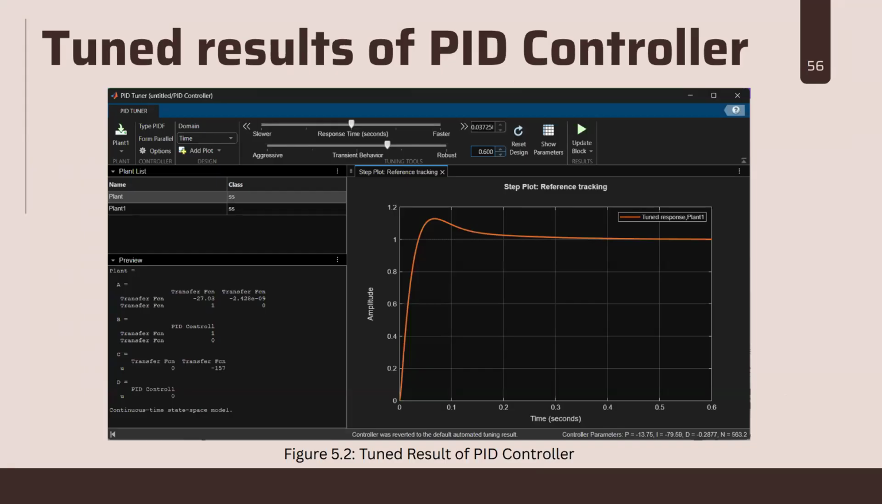So this is the tuned result of the PID controller. As we can see, we put the transient behavior and response time at the default values. On the left side, we can see the transfer function, and this is the output of the tuned values of the PID controller.